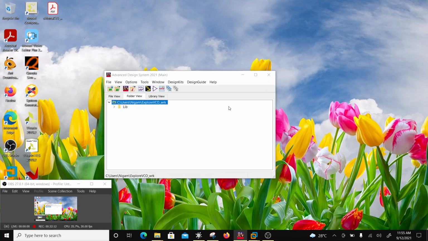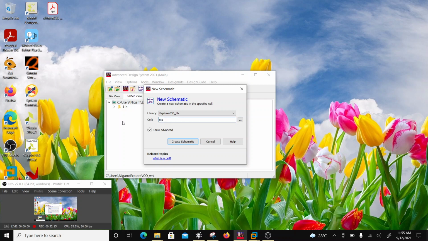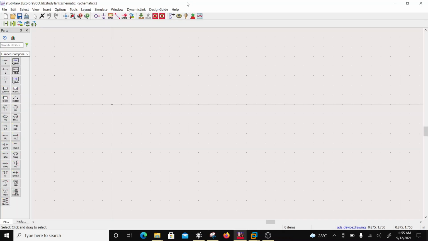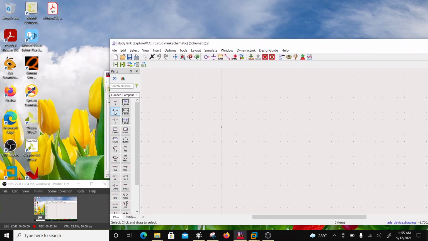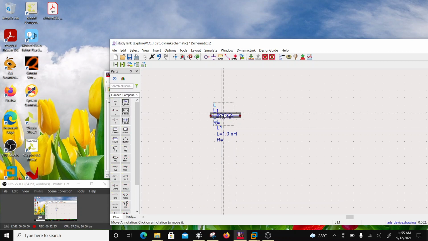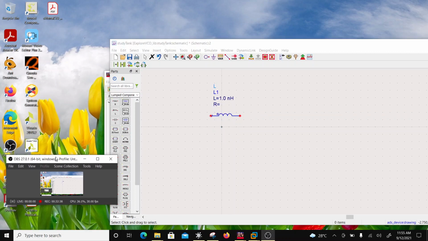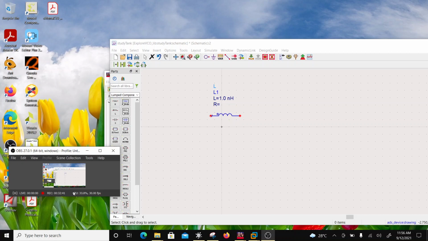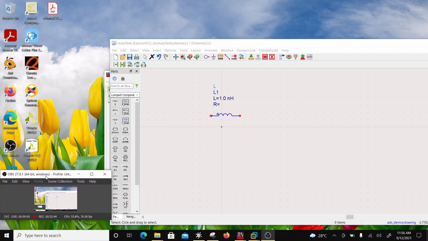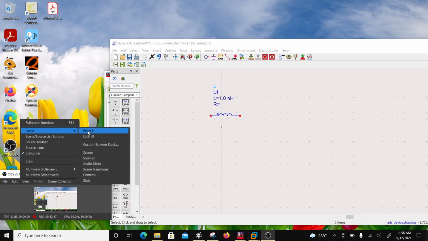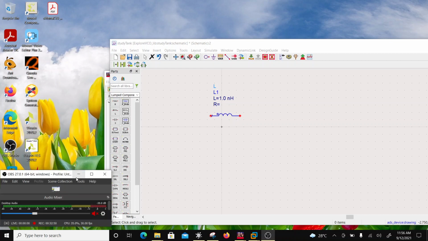Okay, I'm going to create a new schematic and say study tank. So I'm going to study a tank circuit. Here I am going to pick up an inductor. Okay, let's see if I'm recording it. Hang on, because I pressed some keys, I want to verify. Okay, is my mic on? Yeah, my mic is on.